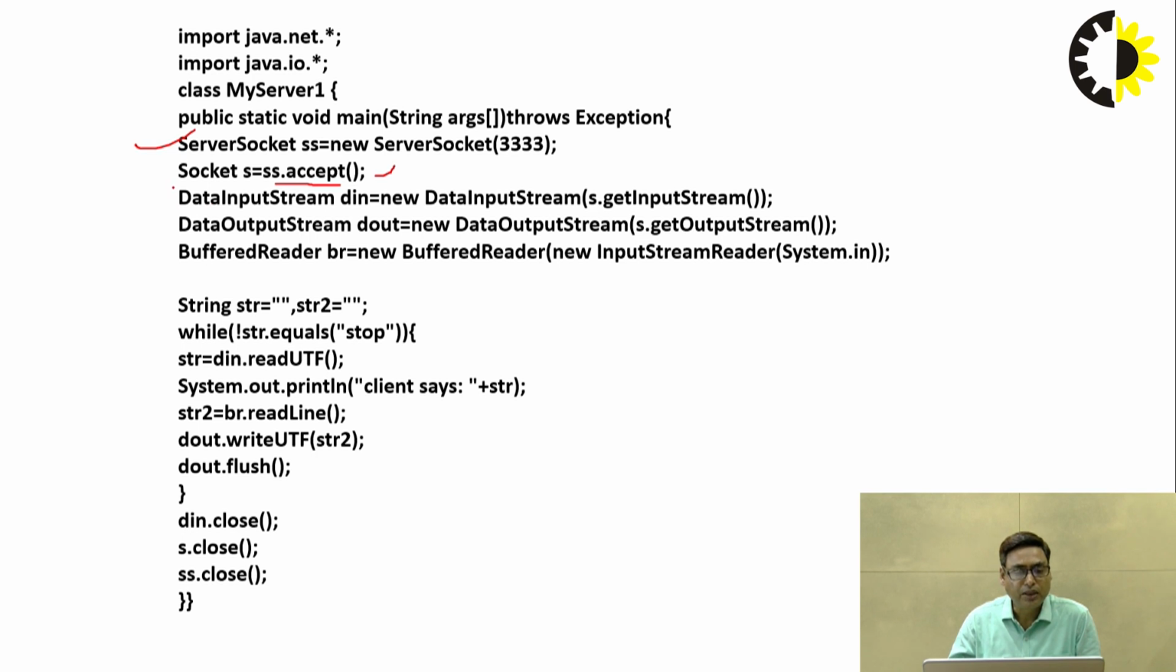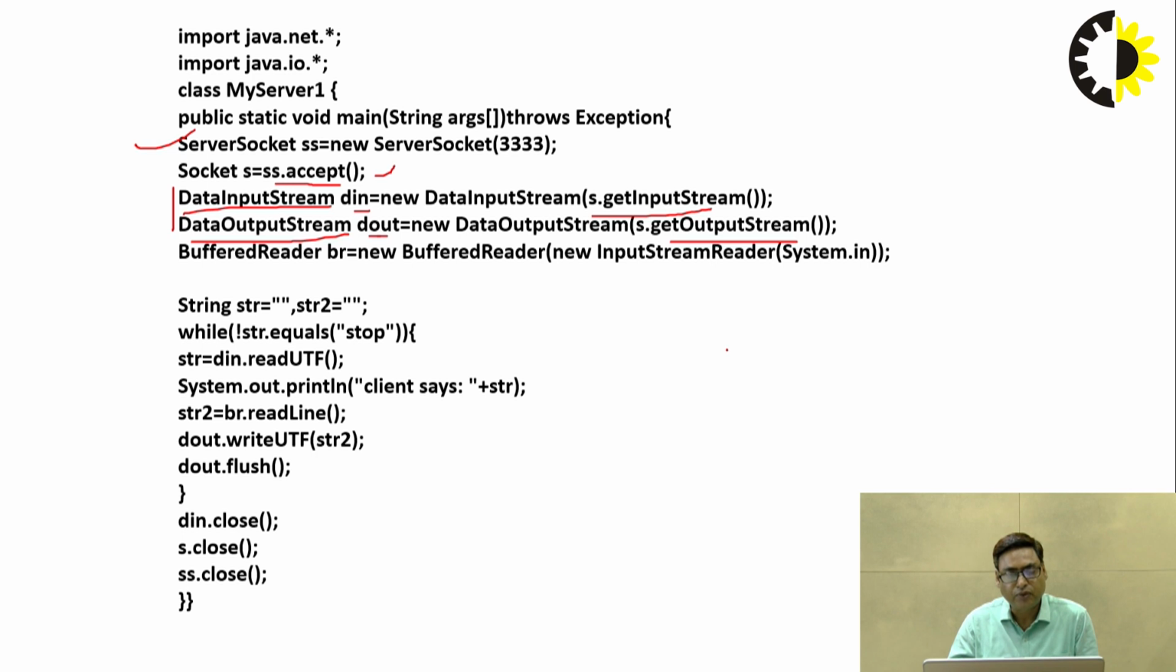Now the main part is we need to receive the message as well as we need to write the message to the client, and want to receive the message from the client. So we need both the streams. We need DataInputStream also, we need DataOutputStream also. We have created the objects din for DataInputStream and dout for DataOutputStream, and they are wrapped with getInputStream and getOutputStream.